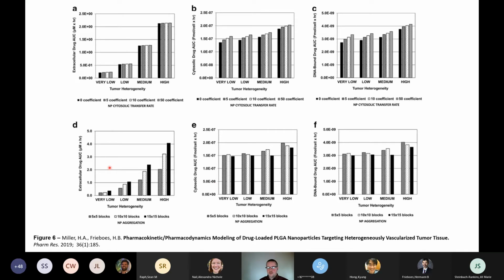Interestingly, a different pattern was observed in the cytosolic and DNA-bound compartments, where minimal nanoparticle aggregation resulted in the highest drug concentration for the high heterogeneity case, while medium aggregation produced the highest drug concentration for the medium heterogeneity case.